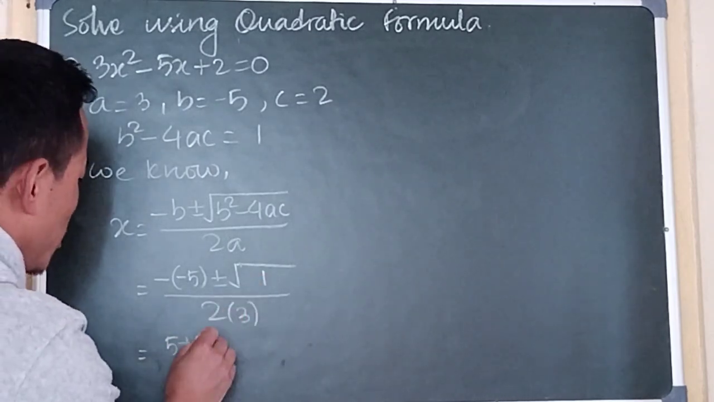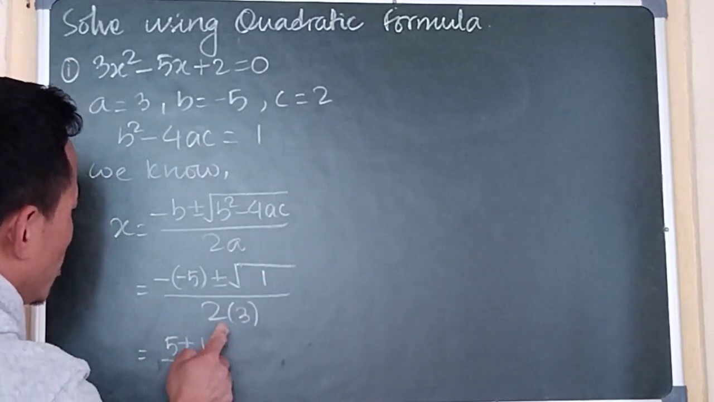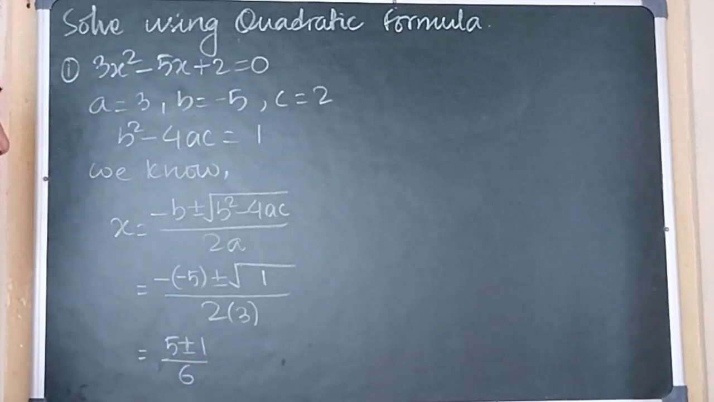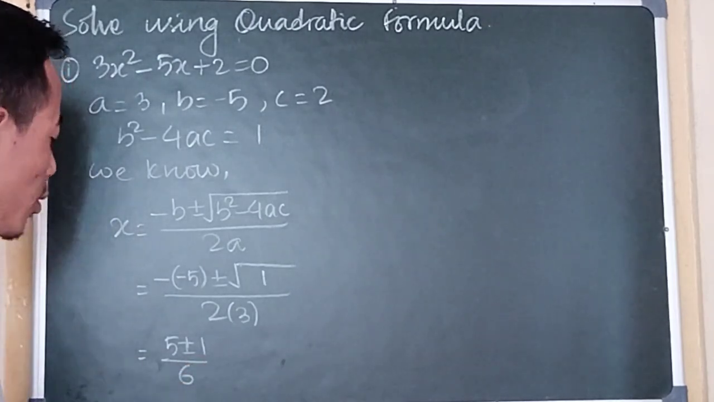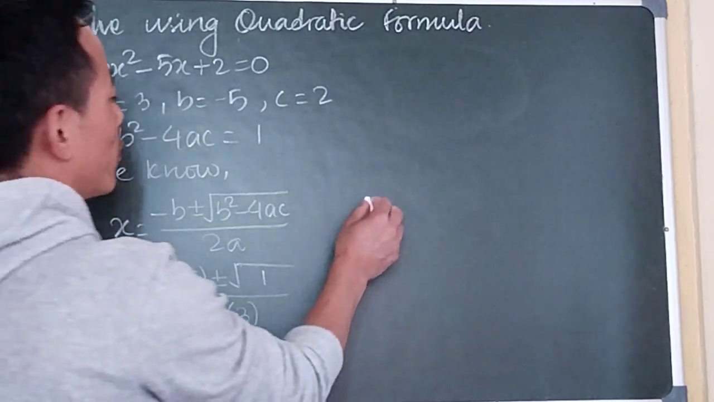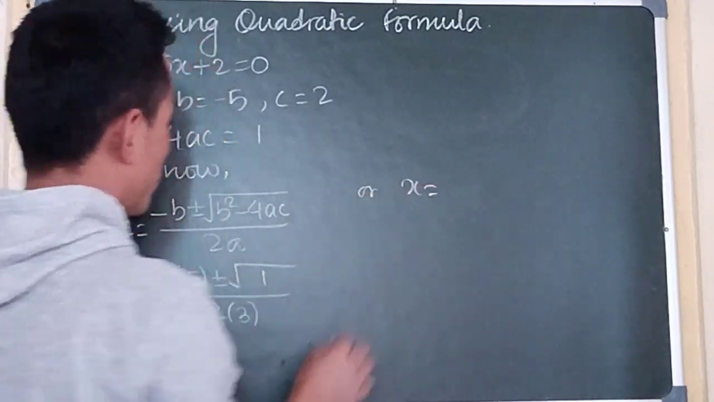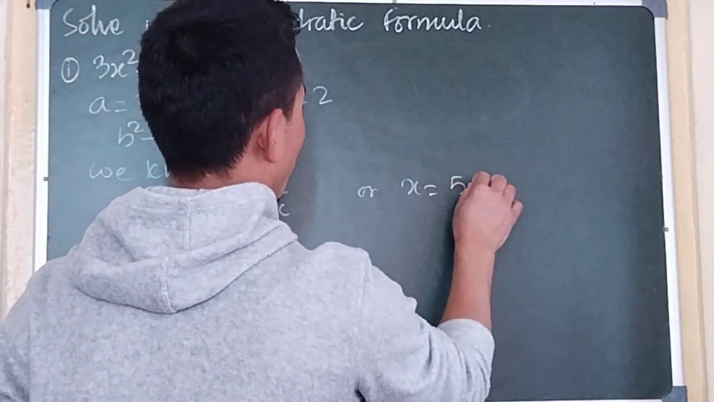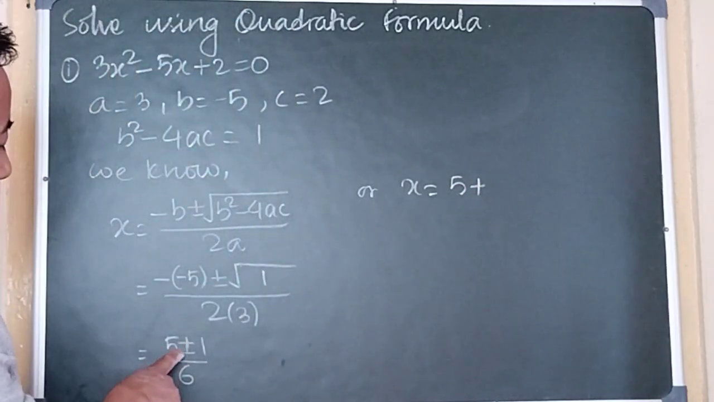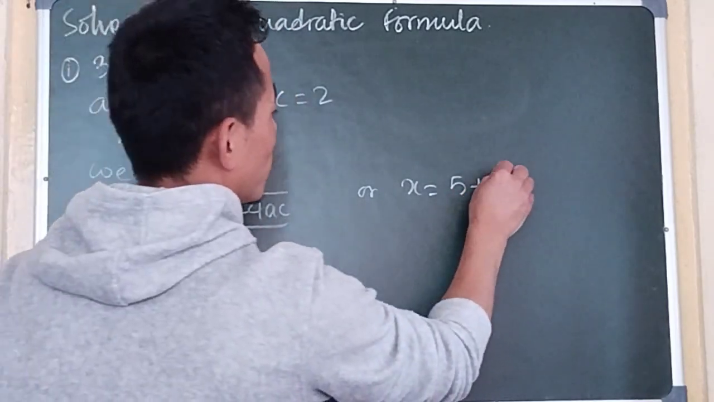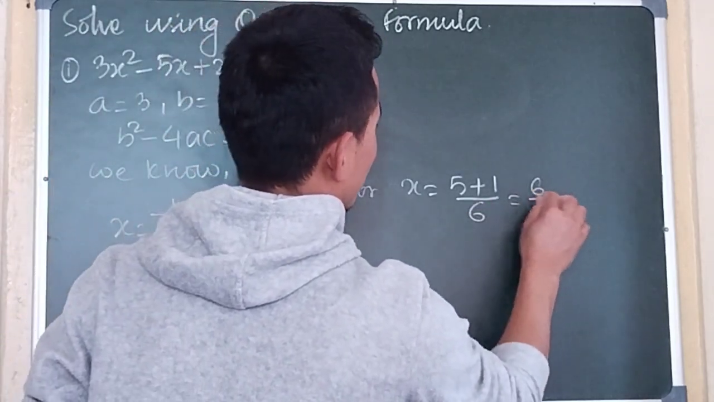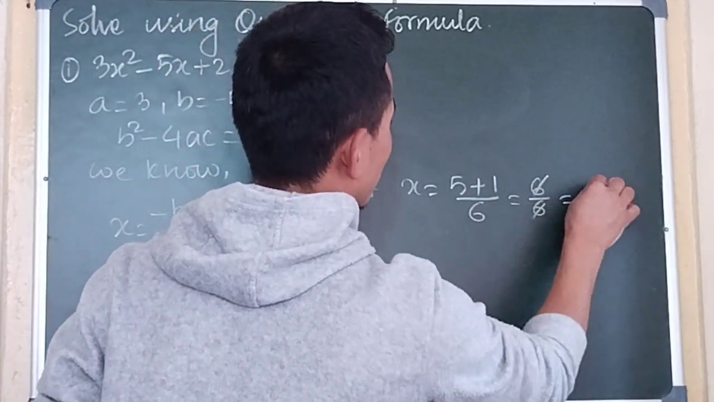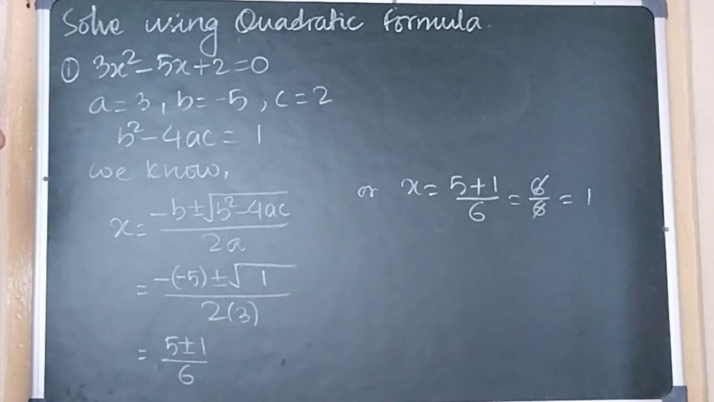Then square root of 1 is simply 1, divided by 2 into 3 is 6. Now as we know, a quadratic equation has two roots. So we will obtain the two roots from here. What we have to do here is x equals, for the first root, we will take only the positive sign. We have plus minus 1. So we'll take plus 1 here first, divided by 6. So this becomes 6 divided by 6, which will give us 1. So this is the first root.